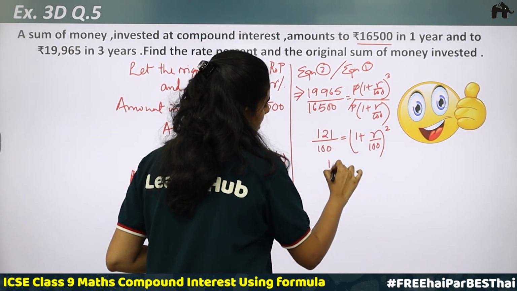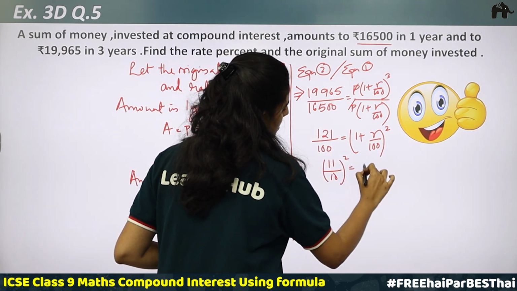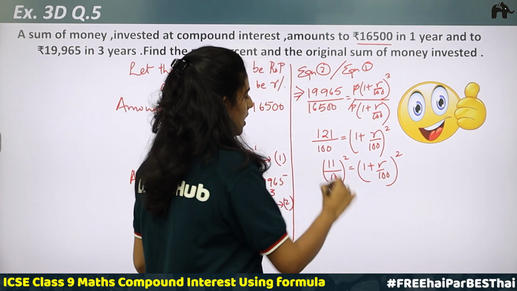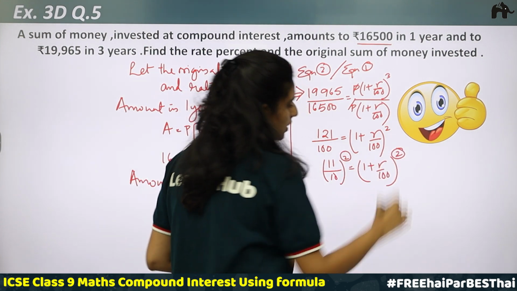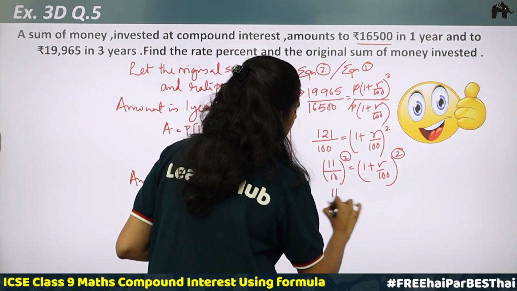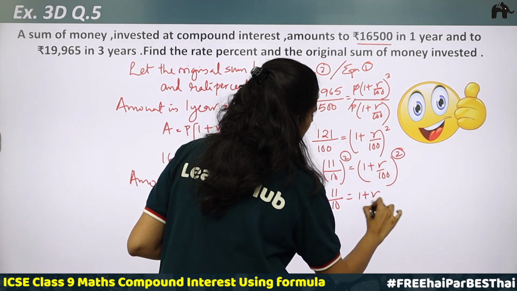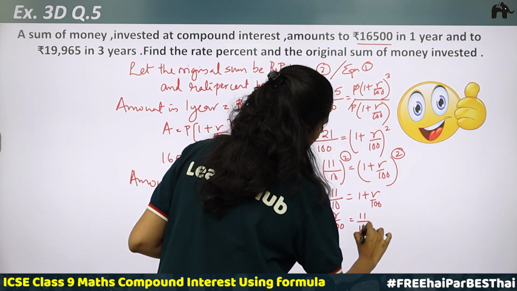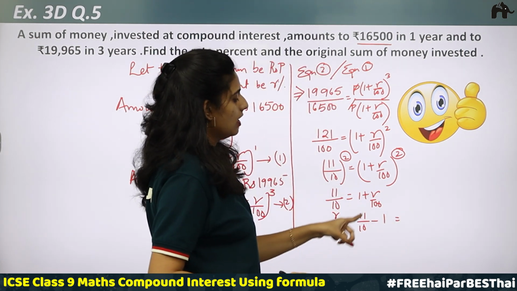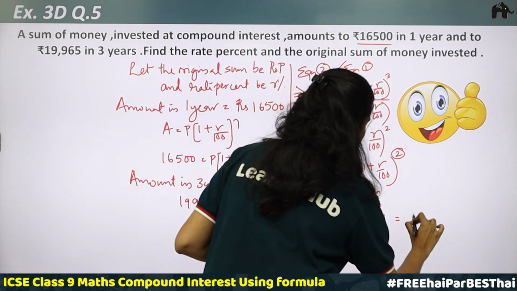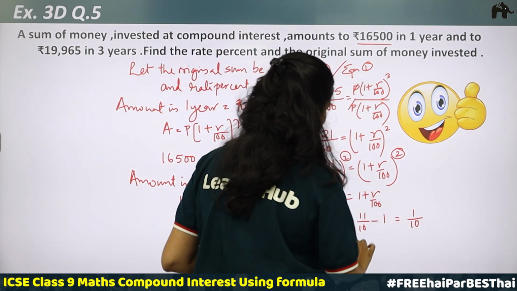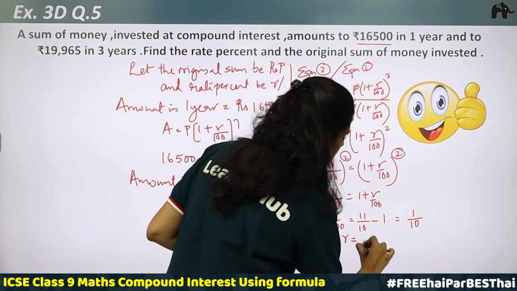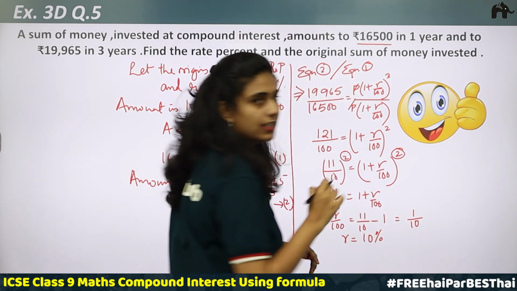So, this can be written as 11 by 10 whole square, which is 1 plus R by 100 whole square. Here we have square, here also we have square, therefore the square can be removed. 11 by 10 is equal to 1 plus R by 100. R by 100 will be equal to 11 by 10 minus 1, which is equal to 11 minus 10 divided by 10, which is 1 by 10. Then you will be getting R value equal to, taking this 100 to the opposite side, 100 by 10, which is 10%. R is equal to 10%.